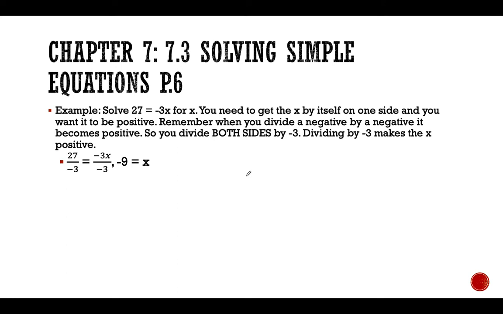So you divide both sides by negative 3 in order to move the negative from the right side to the left side. Dividing by negative 3 makes the x positive. So 27 divided by negative 3 equals negative 3x over negative 3. The 3's cancel, the negatives cancel, and what you're left with on the left side is a negative 9. Negative 9 equals x.